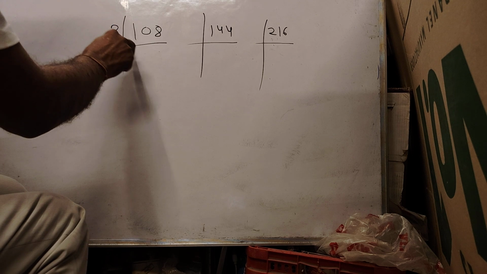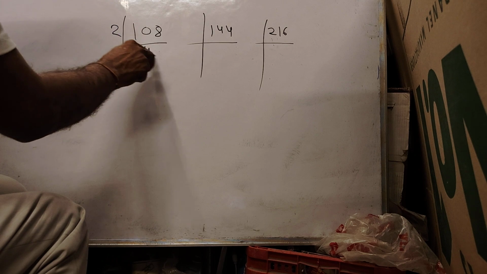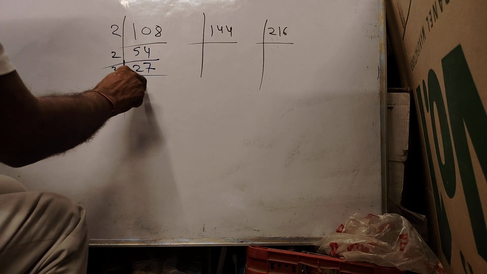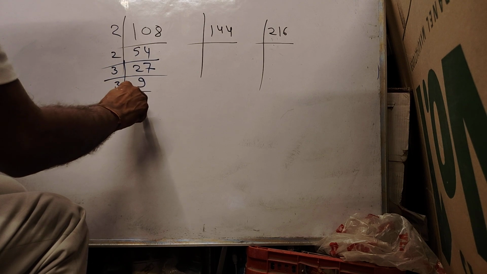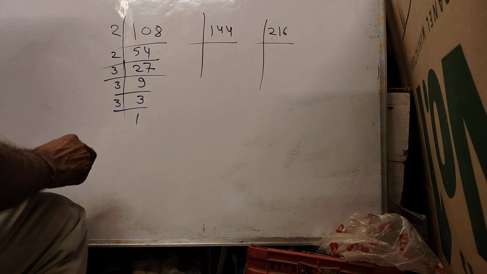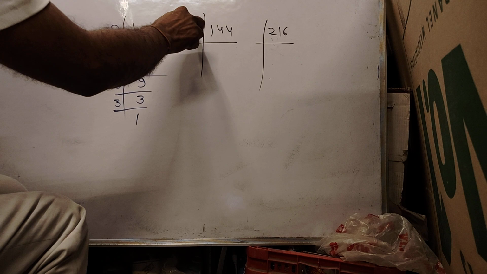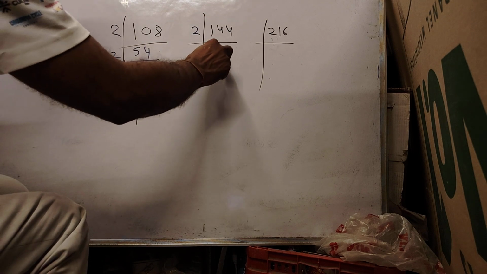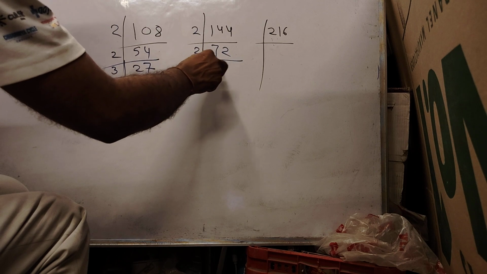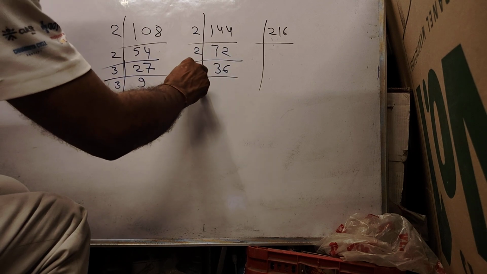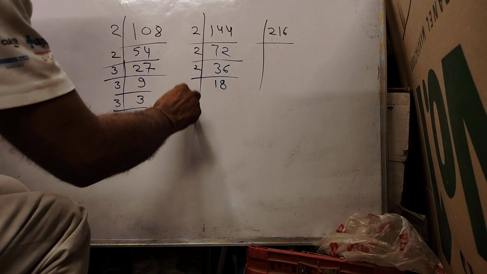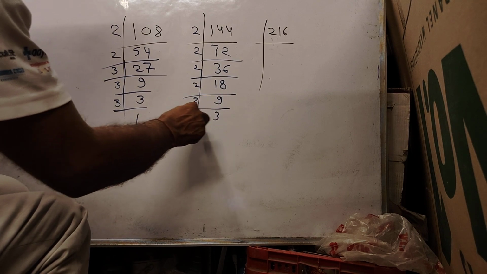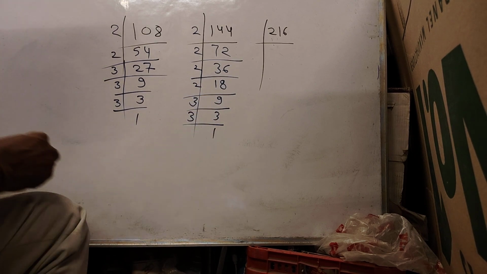So first we divide 108 by 2, 54 times, again divide by 2, 27 times. Now 27 divided by 3 is 9, 9 divided by 3 is 3, 3 divided by 3 is 1. After finding the factors of 108, next we come to 144. It divides by 2, 72 times. 72 divided by 2 is 36. 36 divided by 2 is 18. Next 18 divided by 2 is 9. 9 is divisible by 3, 3 times, and 3 then 1.